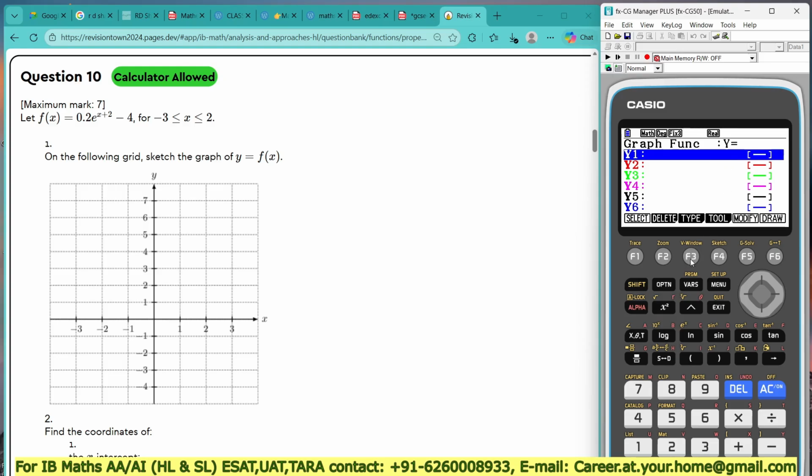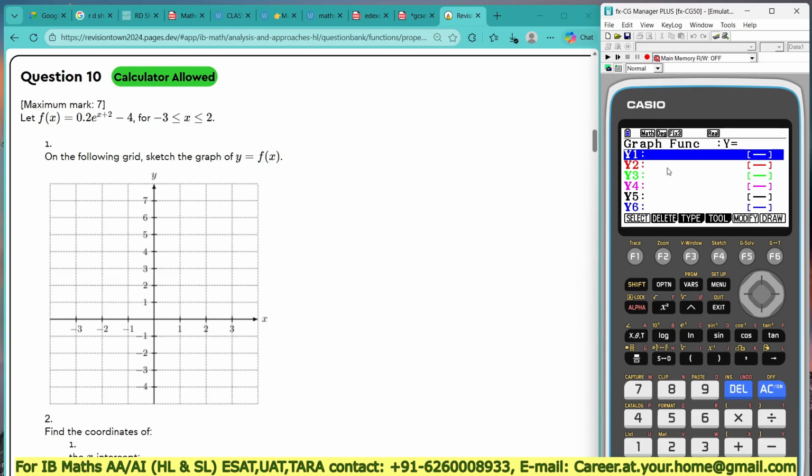Otherwise you can go to this type F3 button. Can you see this? If you go to F3, then you get greater than, less than, you will get these expressions: y greater than, less than, greater than or equal to, less than or equal to. Are you getting this? I'm trying to explain the use of your calculator as well, not only to solve this question. What are the other options at the same time you will have?